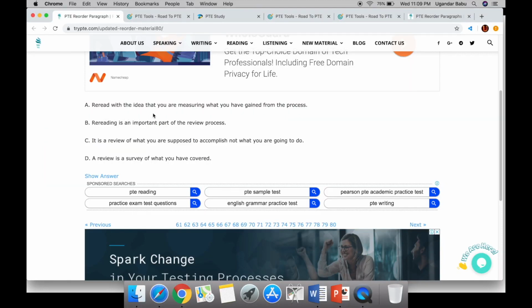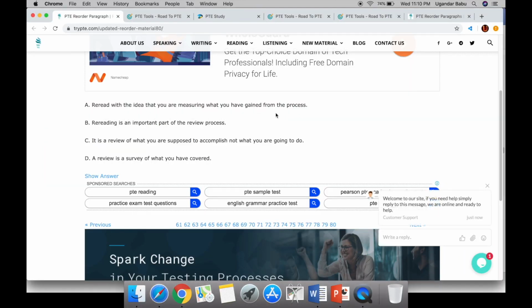Reread with the idea that you are measuring what you have gained from the process. This is a definite article, so somewhere the process is mentioned. Rereading is an important part of the review process. Again, the review process. So this cannot be the independent sentence. It is a review process of what you are supposed to accomplish, not what you are going to do. This can be the independent sentence, but we will see the other one as well.